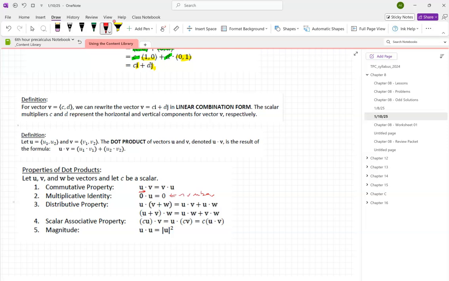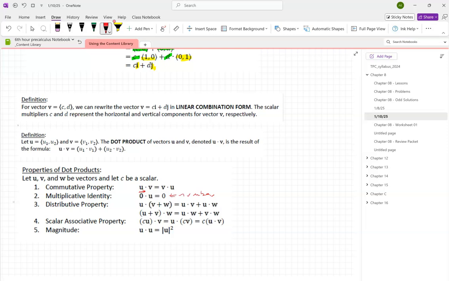The fourth property is called the scalar associative property. So if I have a scalar times a vector, dot product with another vector, it doesn't matter when I do the scalar multiplication. I could do the scalar multiplication with the first vector and then do the dot product. I could do the scalar multiplication with the second vector and then do the dot product. Or I could do the dot product and then do the scalar multiplication. It doesn't matter when that happens.